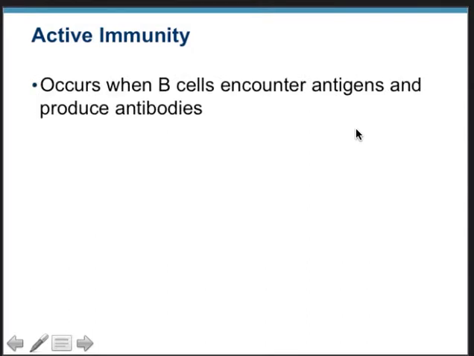Active immunity occurs when B cells encounter antigens and produce antibodies. And the reason that this is such an effective form of immunity is that these B cells are going to stay with us our entire life in the form of memory B cells, and of course during the active infection in the form of plasma cells.